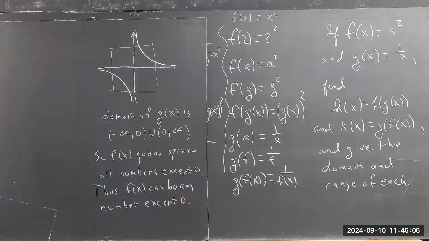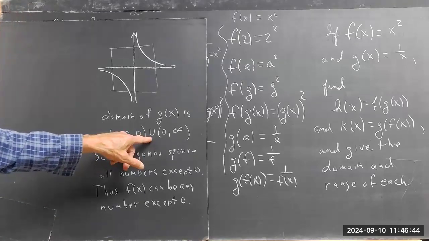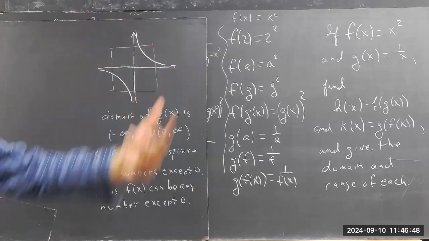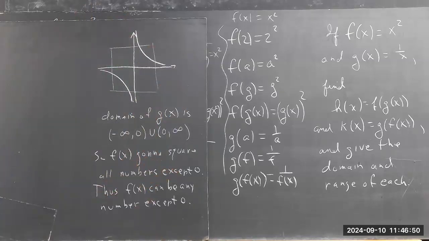f of x can be any number except 0. All right, got a question? Okay, there's a question on what this U type thing looks like. It's not really a U, but it stands for union. So union starts with U, so you can make that association if you want.